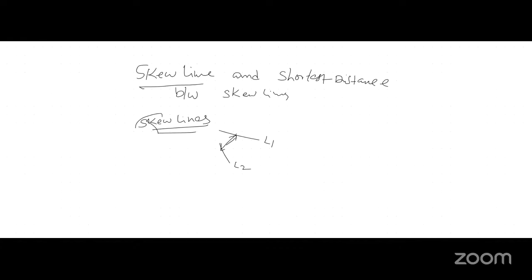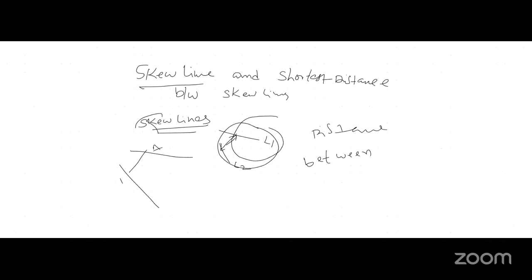So we need to find the distance between these two skew lines. So that is, we need to find the shortest distance. So like this one, but we don't know where that shortest is. So this is A and this is B. This is C and this is D. This is E and this is F. So we need to find the shortest distance.